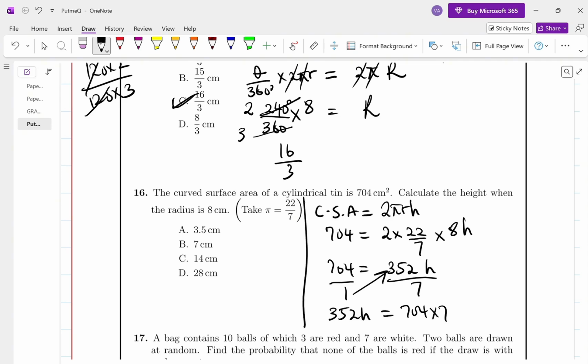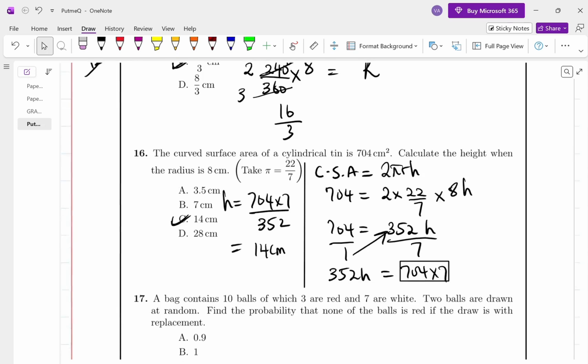Right. So for us to get our h, we divide both sides by 352. So h will become 704 times 7 divided by 352. It's not all the time that you need to pick up a calculator to calculate this. Just leave it the way it is. Divide and do everything once. So when you do this, you should get 14 centimeters. So the answer is going to become C. That's what our answer is going to become.